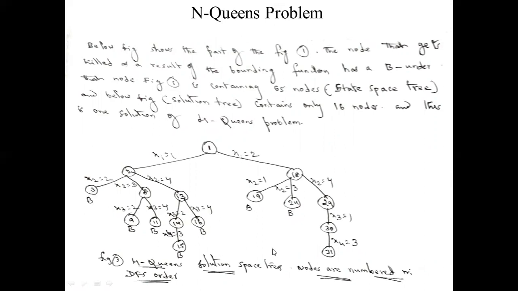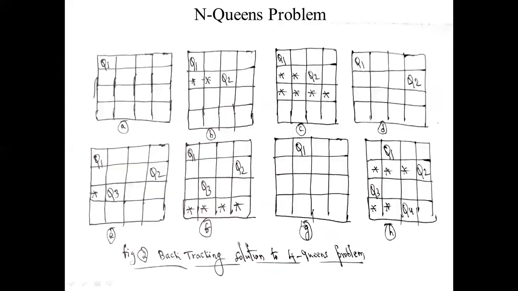Unbounded means the nodes that are represented in the solution tree. So those are unbounded, and the rest of the nodes are bounded nodes. Whatever nodes appear in this particular solution tree are unbounded nodes, and the others in the state space tree, or solution space, are bounded nodes. So like this, we can construct a solution for the 8 queens problem.